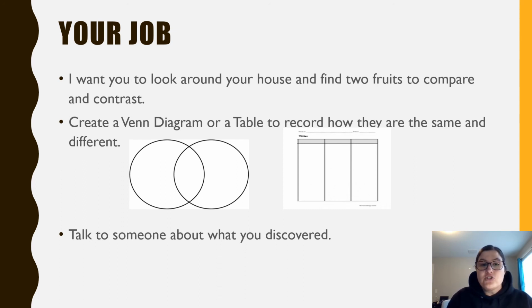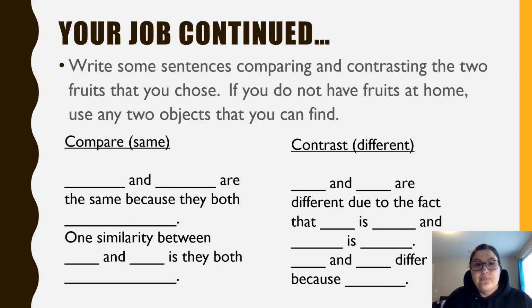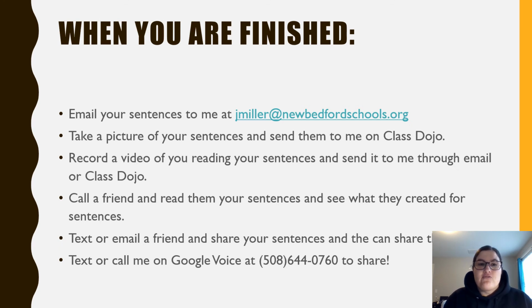Okay? Then I want you to talk to someone about what you discovered. It's easier to talk about what you want to say or what you want to write before you write it down. Okay? Now you're going to write some sentences comparing and contrasting your fruits that you choose. And again, if you don't have fruits at home, you can use any two objects that you can find. Here I listed the sentence frames from the previous slide, so they're here for you to be able to use with your writing. Now, when you're finished with your writing, you have a lot of different options here that you can do in order to share what you've done.